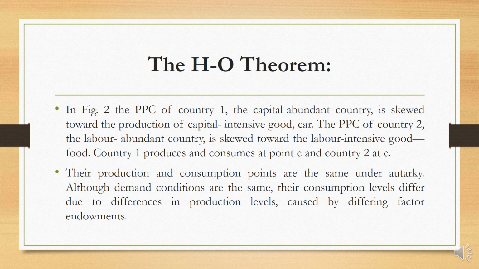Their production and consumption points are the same under autarky, that is, when there is no trade. Although demand conditions are the same, their consumption levels differ due to the differences in the production levels caused by the differing factor endowments.